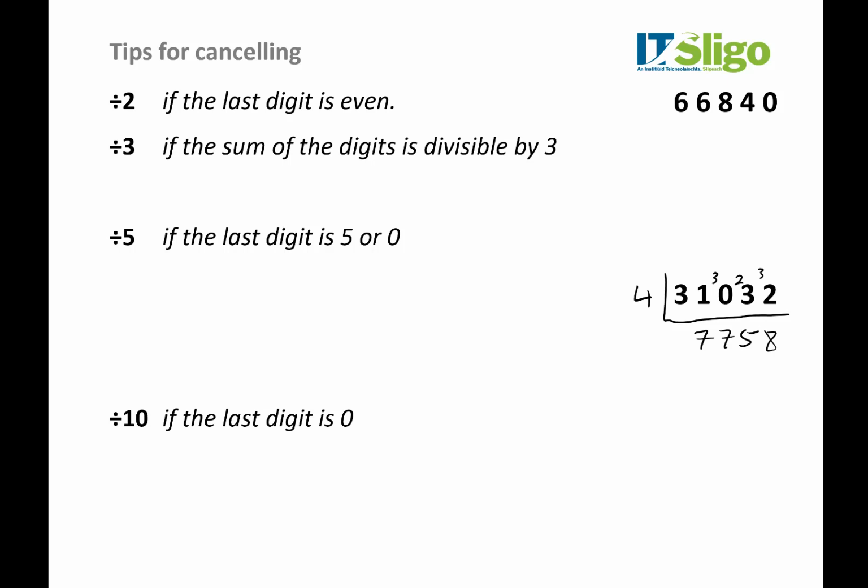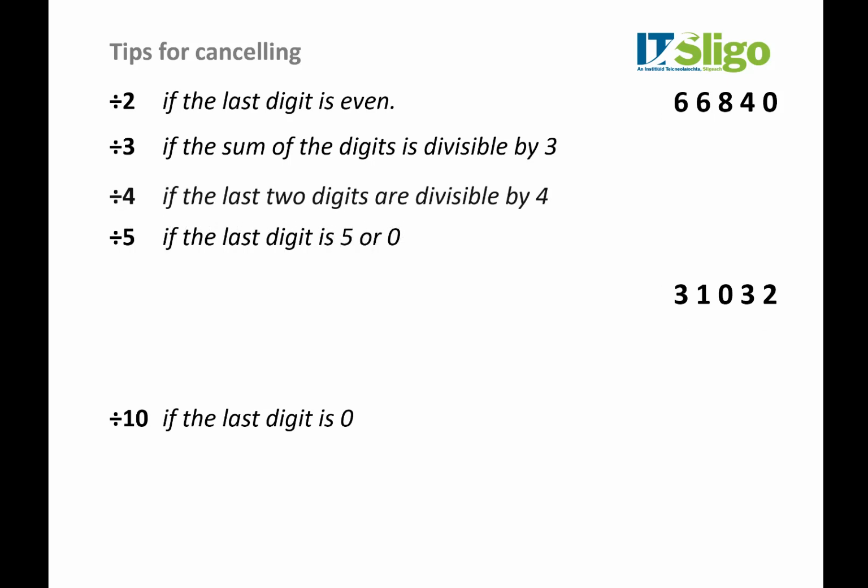The number above, guys, is also divisible by 4 because 40 is divisible by 4. So if the last 2 digits are divisible by 4, then the whole number is.